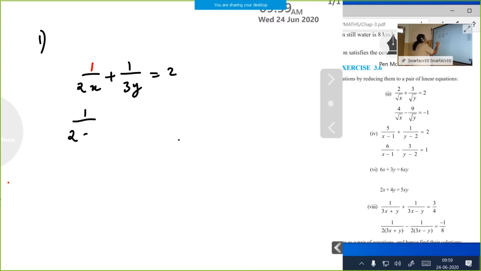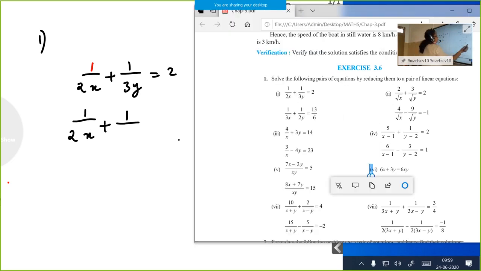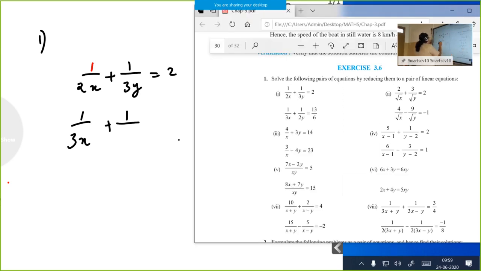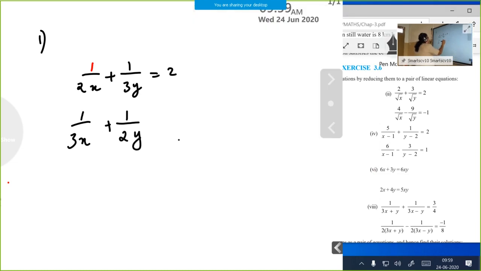The second equation is 1 by 3x, not 2x, 3x: 1 by 3x plus 1 by 2y is equal to 13 by 6. It was given as a homework question, but unfortunately there is a typing error in it, so we can do this question here.